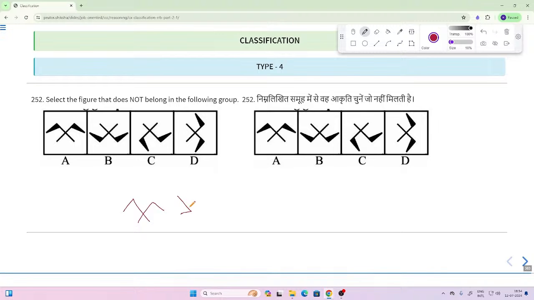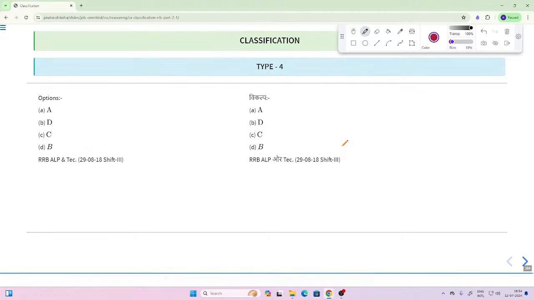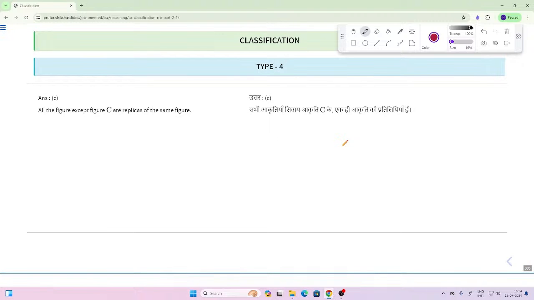It's almost a mirror. While in C, both the flags are pointing in the same direction. Hence, C is the odd one out. All figures except C are replicas of the same figure.